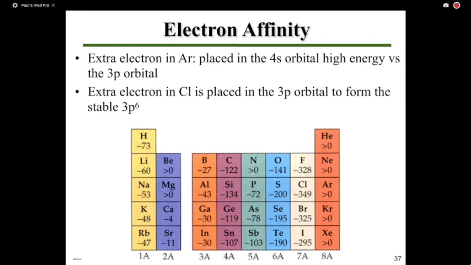But, on the other hand, chlorine. Chlorine has 17 electrons. It ends up 3s2, 3p5. It's got one extra p. To accept that electron in is wonderful because now chlorine has the perfect number and it becomes more stable and I give off energy. So chlorine gives off lots of energy. So this is the kind of thing that we're talking about.